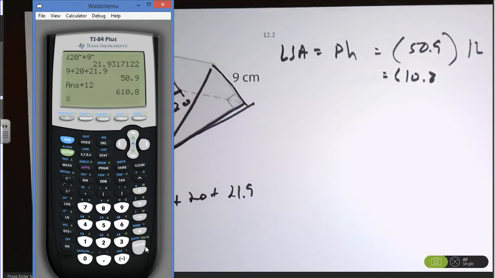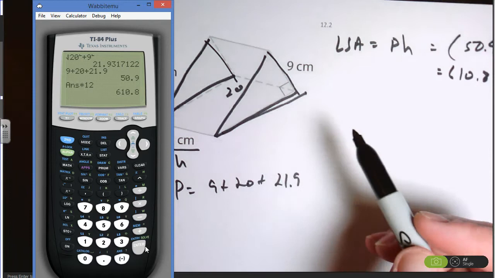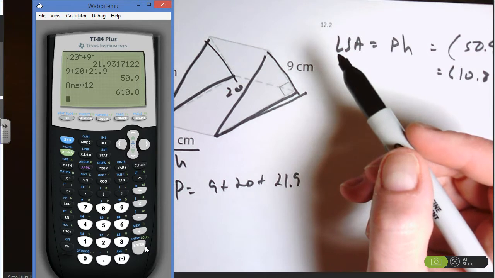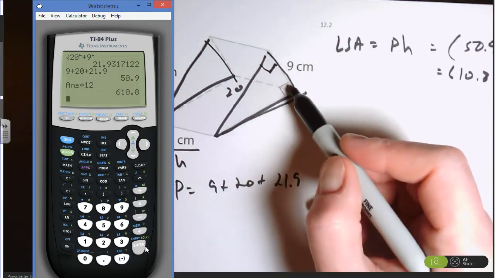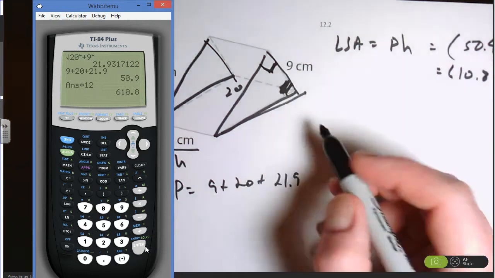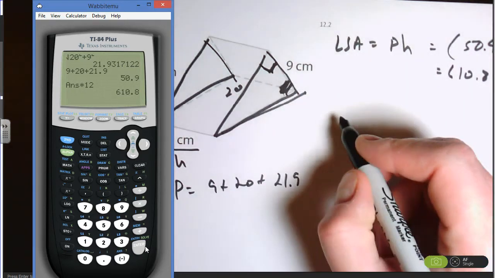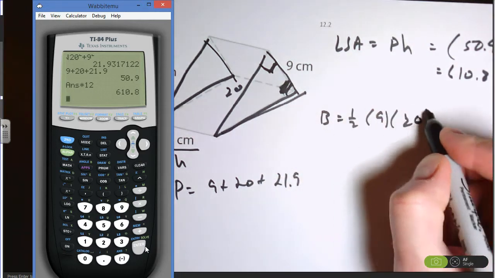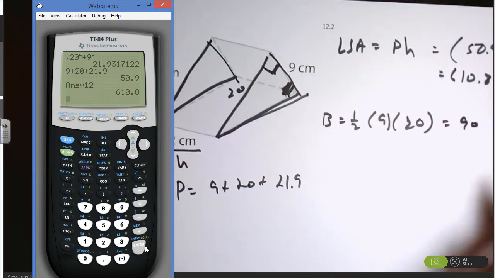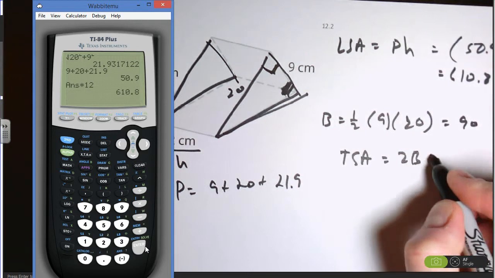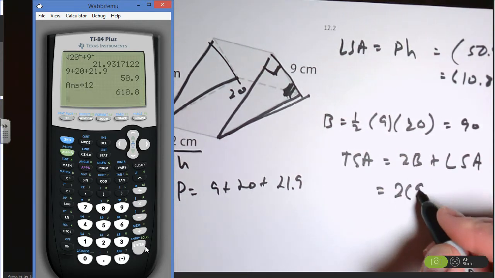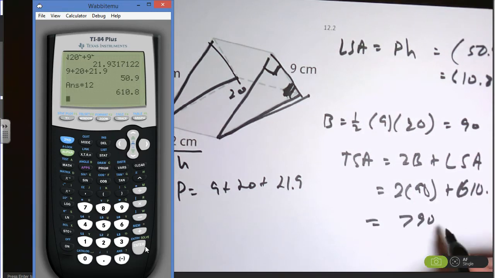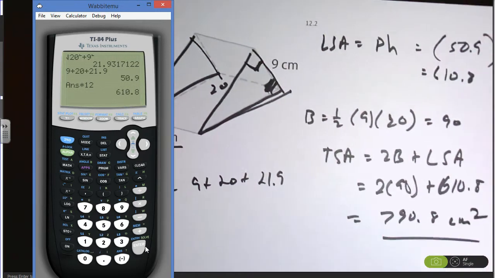Now, to do the total surface area, you got to do the area of the base. That's pretty easy because, oh, they drew the right angle in the wrong spot. It's over here. So the area of the base would be 1/2 times 9 times 20, which is 90. So the total surface area is 2 bases plus the lateral surface area. So 2 times 90 plus 610.8, so it ends up being 790.8 square centimeters.